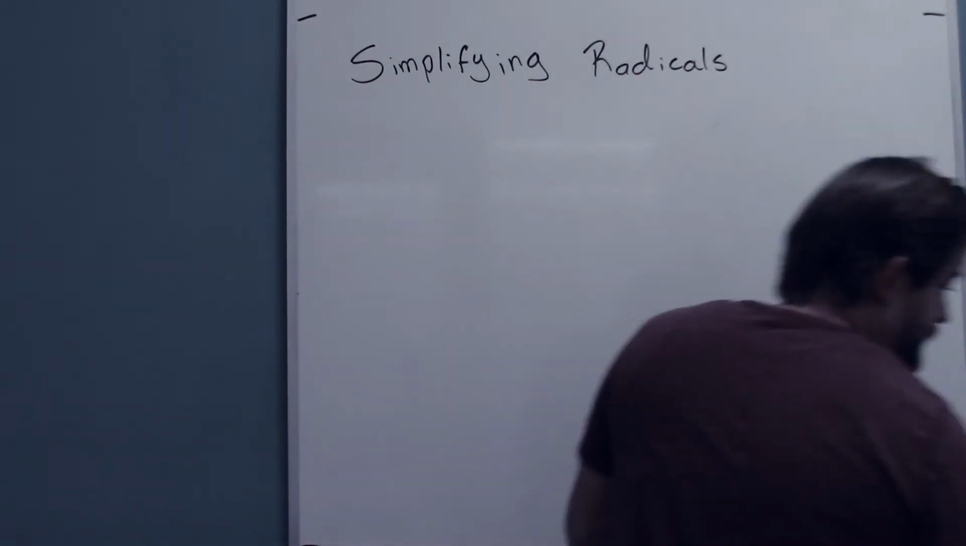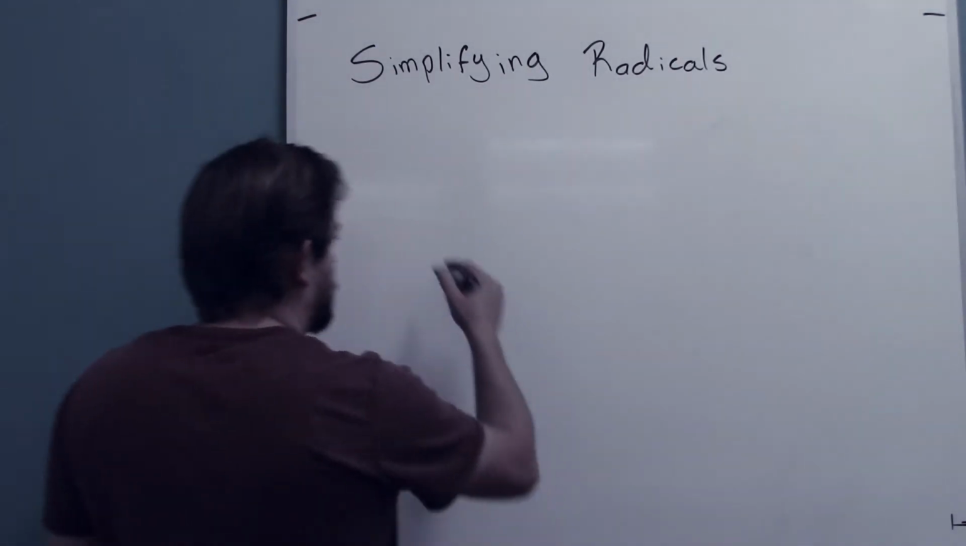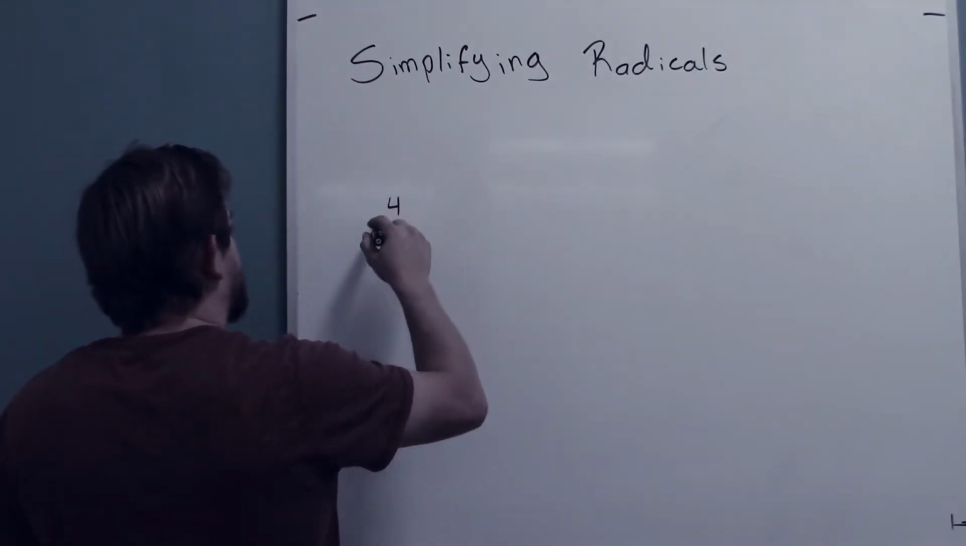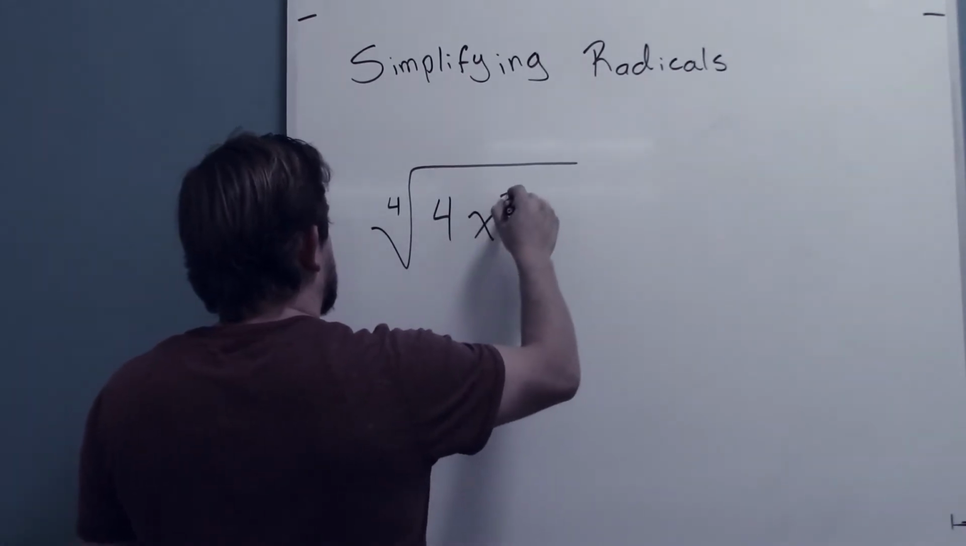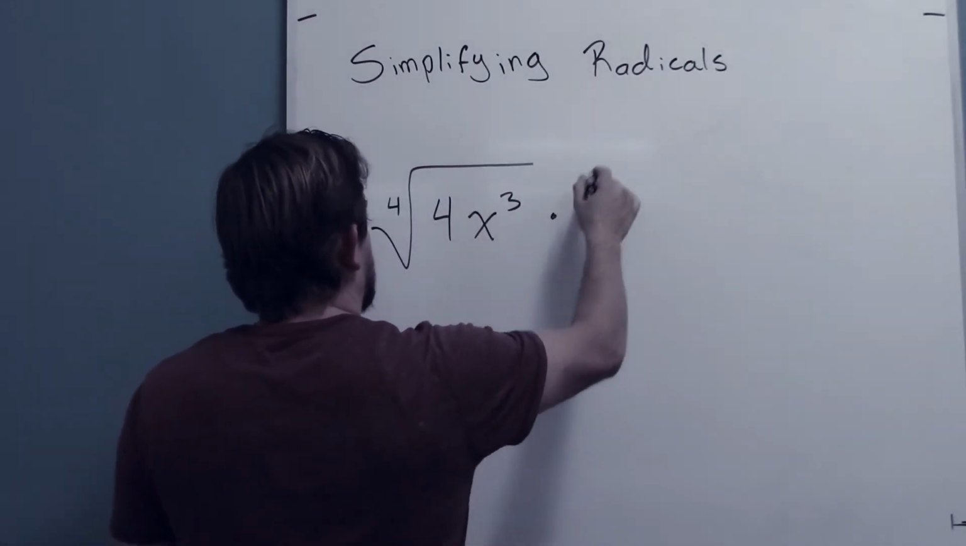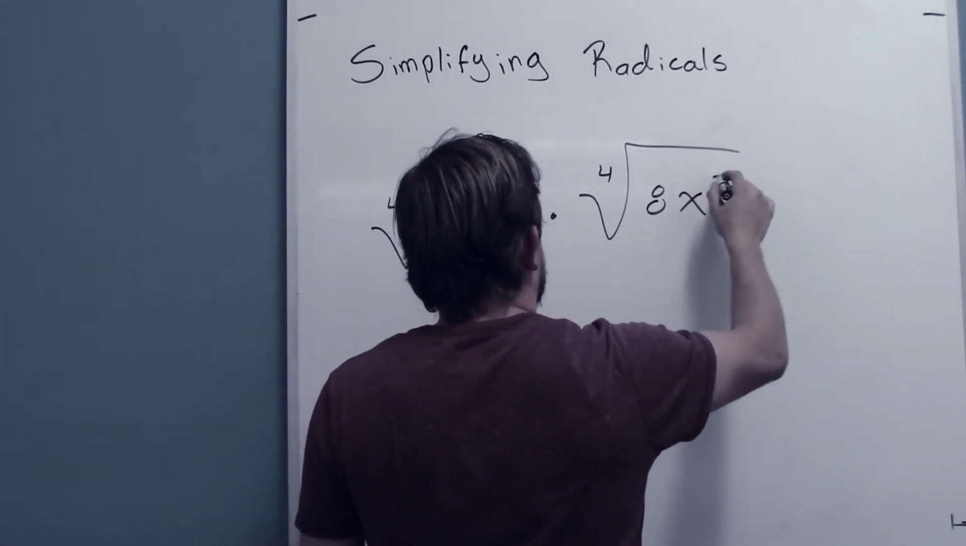Okay, let's look at some expressions with x's in it. So let's take maybe the 4th root of 4x to the 3rd and multiply that by the 4th root of 8x to the 3rd.